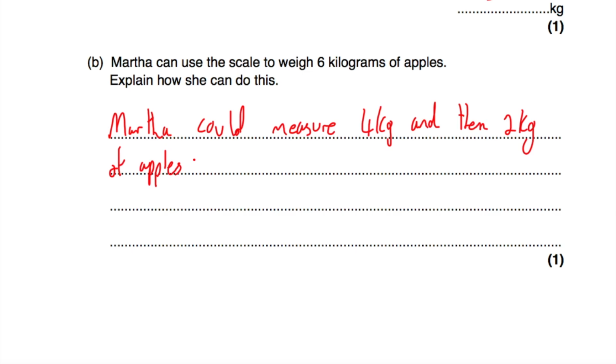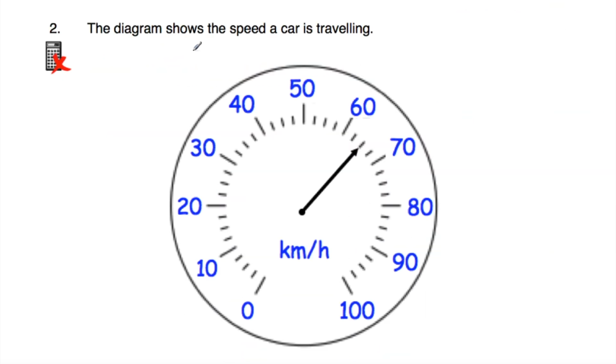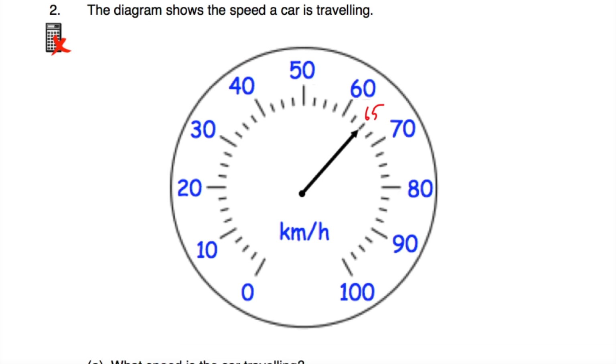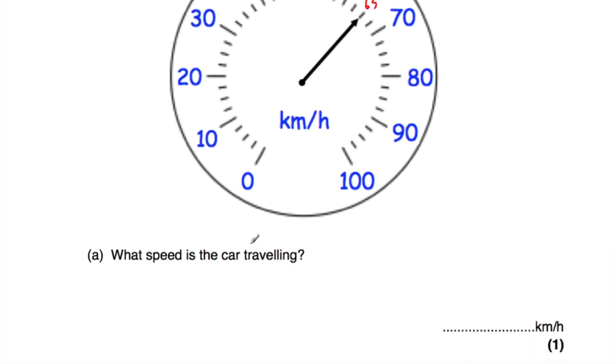Okay, let's look at our next question, question number 2. It says the diagram shows the speed a car is travelling. So we've got the speedometer, and it's in kilometers per hour, and it goes from 0 all the way around to 100 kilometers per hour. The arrow here is exactly in the middle of 60 kilometers per hour and 70 kilometers per hour. So that means that this would be 65 kilometers per hour because it's in the middle of 60 and 70. So that's the speed the car is traveling, 65 kilometers per hour. Part A says what speed is the car traveling? The answer is 65 kilometers per hour.